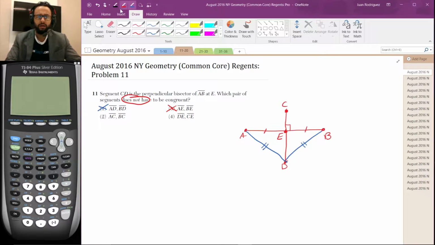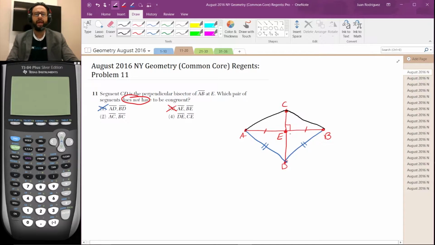Let's see. How about AC and BC? So we're going to draw AC and BC. And the same argument that we just made for AD and BD makes AC congruent to BC. So that is an isosceles triangle, and those two sides have to be congruent. So then that means that DE is not congruent to CE. Let's see, DE down here, not congruent to CE.